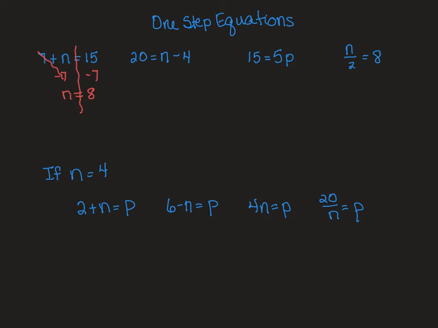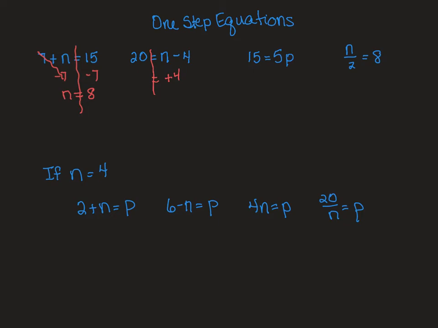I am looking at the next problem. Now, notice that in this problem, it's subtraction. But I know that the inverse of subtraction is addition. So to find the n, I'm going to have to use addition. Okay, so I have 20 equals n minus 4. Well, I want to get that n alone. How do I get that n alone? I add 4 to this side because minus 4 plus 4 is 0.